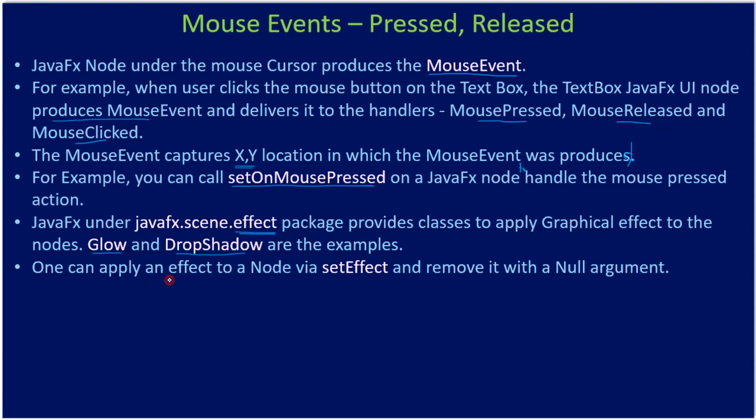One can apply an effect to a node via setEffect. That means you will create an instance of Glow or DropShadow that comes under this effect package. Once the instance is created, you can supply that to setEffect, and you will be making the call to setEffect on the JavaFx Node object. If you want to remove the applied effect, you can still make a call to setEffect and pass the null argument.